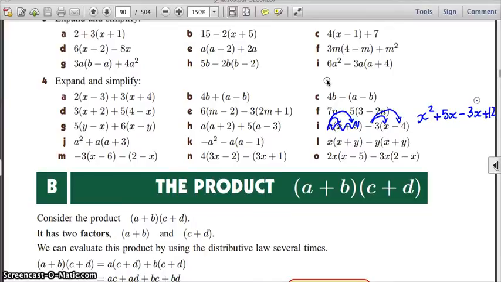X squared is not like anything else, so I'd bring that straight down. 5x take 3x would give me 2x. They're like terms. And plus 12 is not like anything else either. Okay, so after we expand it, we're now starting to collect like terms and simplify them in question 4. All right?